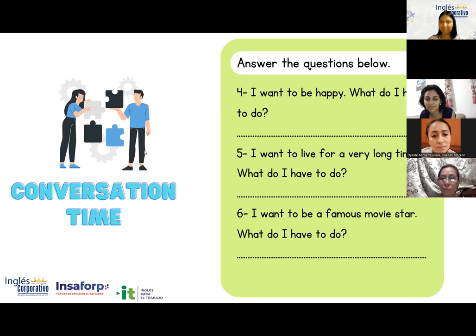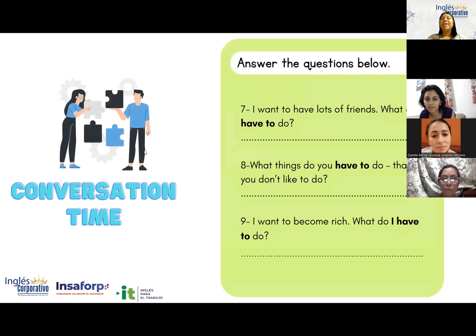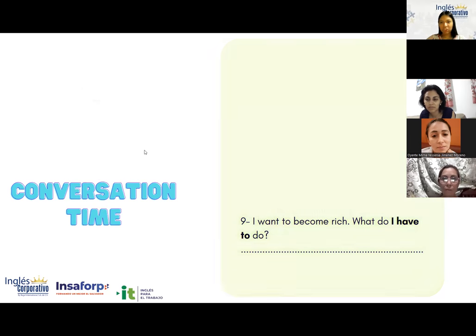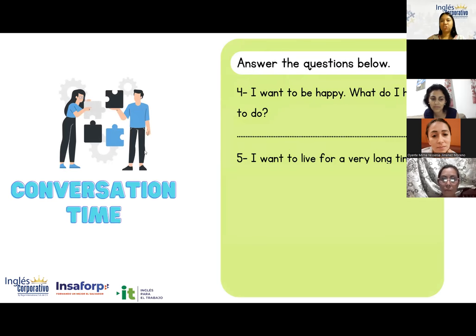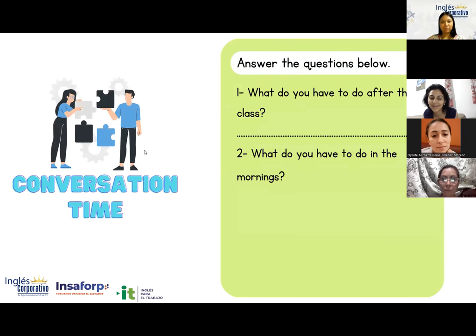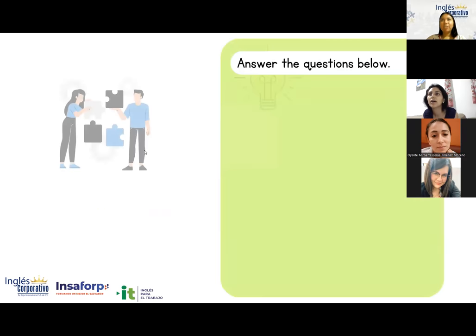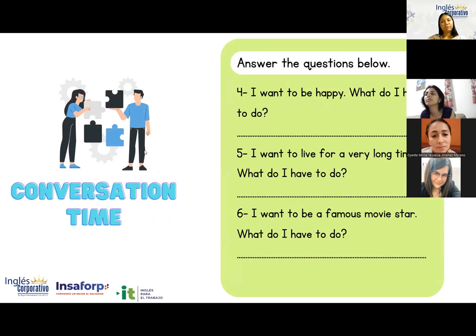Okay. Now, guys, I want to be rich. What do I have to do? I want to be rich. You have to save money. You have to save money, okay. What else do I have to do? I want to be rich. Quiero yo ser. You have to work very hard. You have to work very hard. Very good.